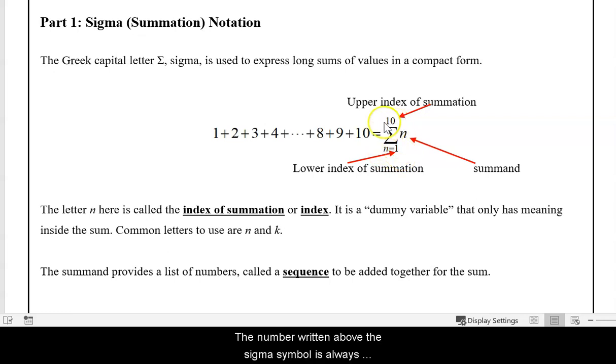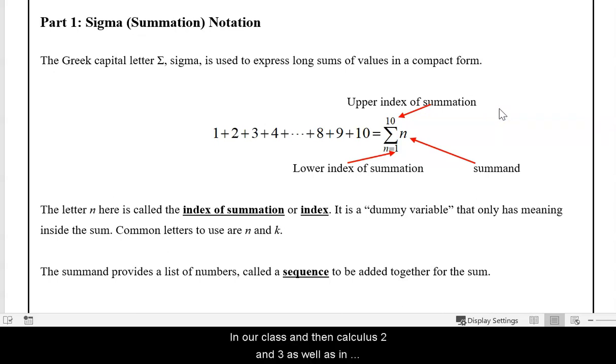The number written above the sigma symbol is always going to be a constant, or it will be a variable representing that we will stop at some unknown number. This number here says that we will start with whatever value is given here, and we will allow this index of summation, n, to take on all the values between the lower limit of summation and the upper limit of summation. It's typical to go by ones, but it is possible to go by other values as well.